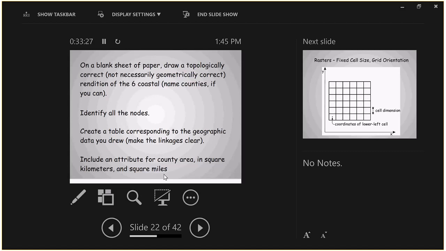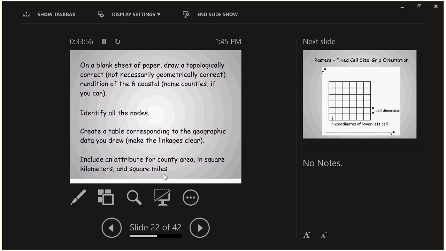This would be 2 different nodes because they don't quite touch. Node, node. Okay. So if we were to create a table corresponding to that data, we would have each of these nodes and the connection between them. And then what would be some attributes we could store about our county? We've got square kilometers and square miles.